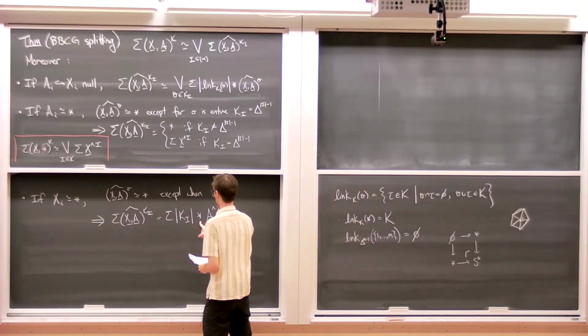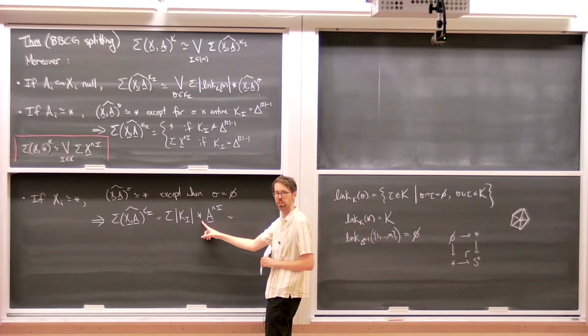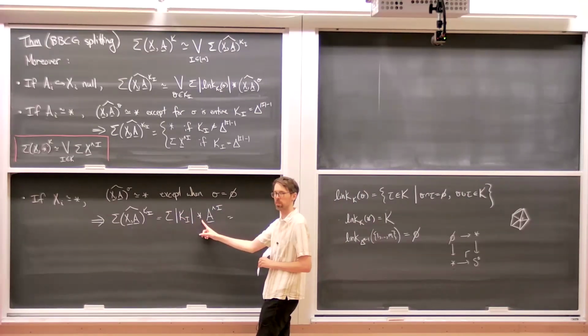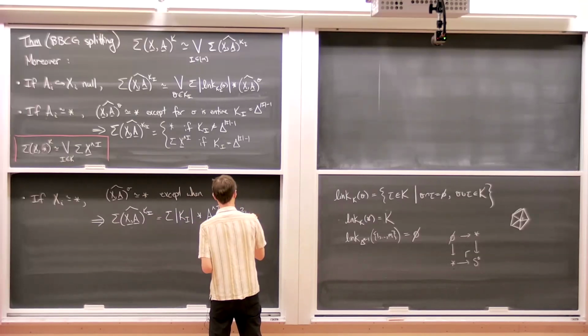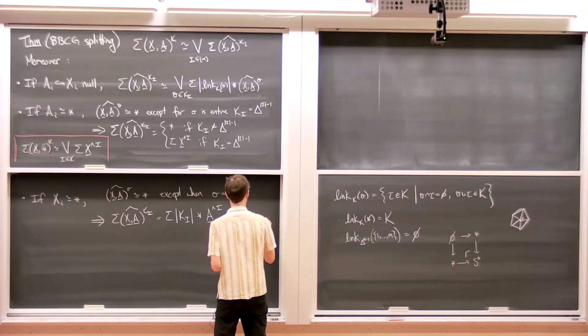Okay, and let me rewrite my join as a suspension of a smash. So I'll get one more suspension, and I'll put a smash here instead. So sigma 2 of this K sub I, smash a bunch of A's.